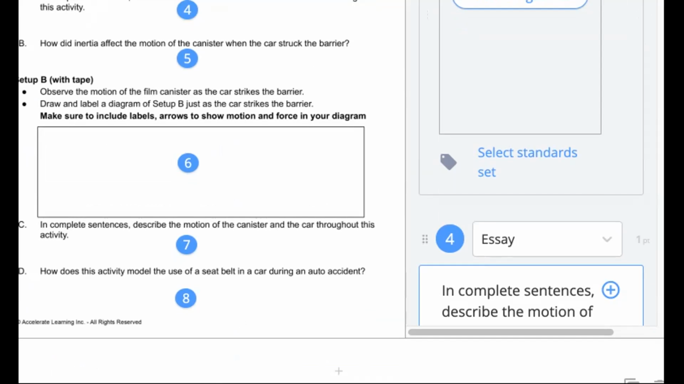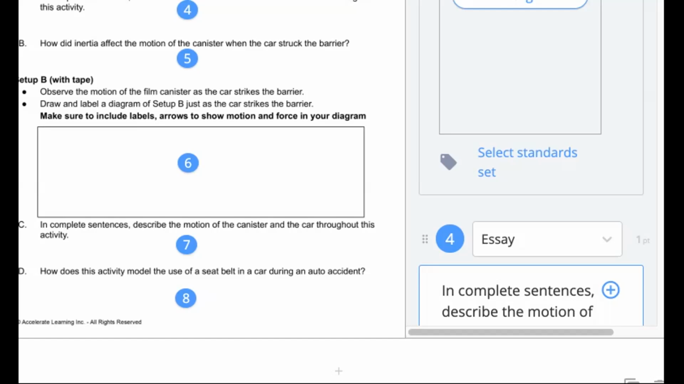Let me clear your hands real quick. So how does part B model a seat belt here? Jocelyn, I'm leaving you a message again. Okay, so Samori, what would you say?